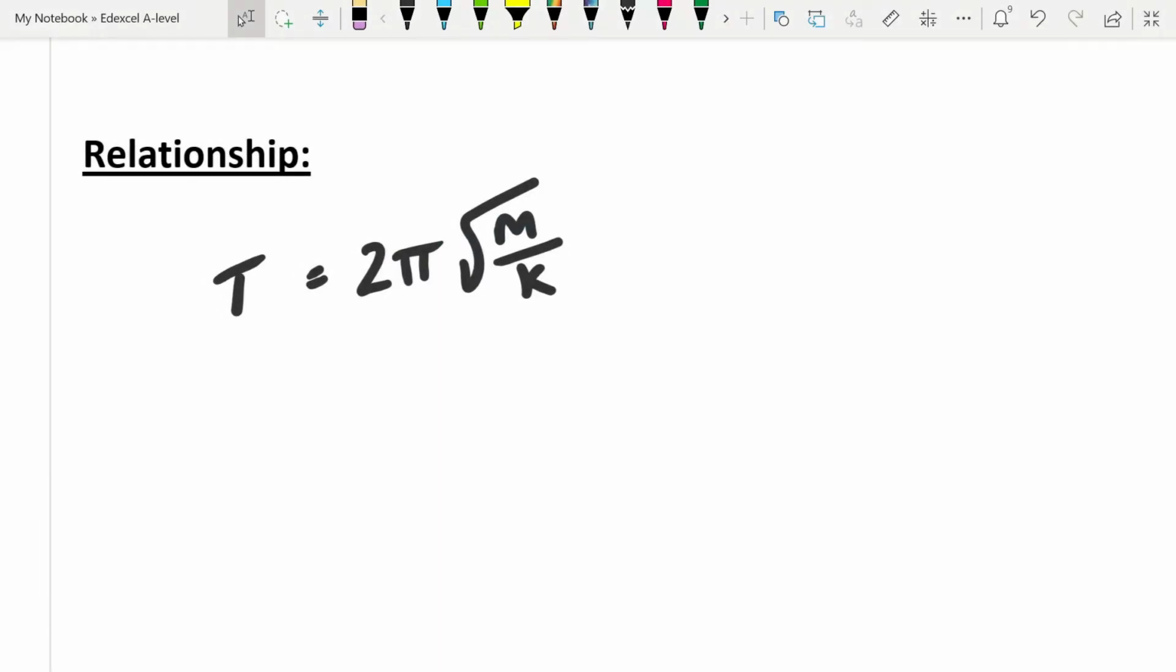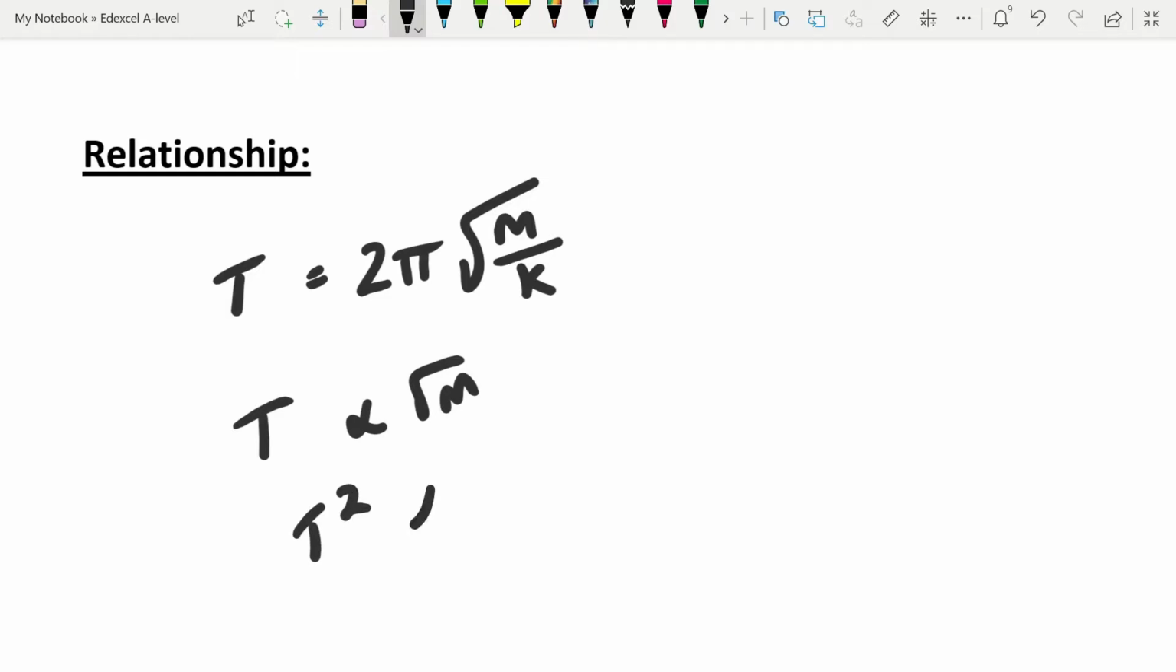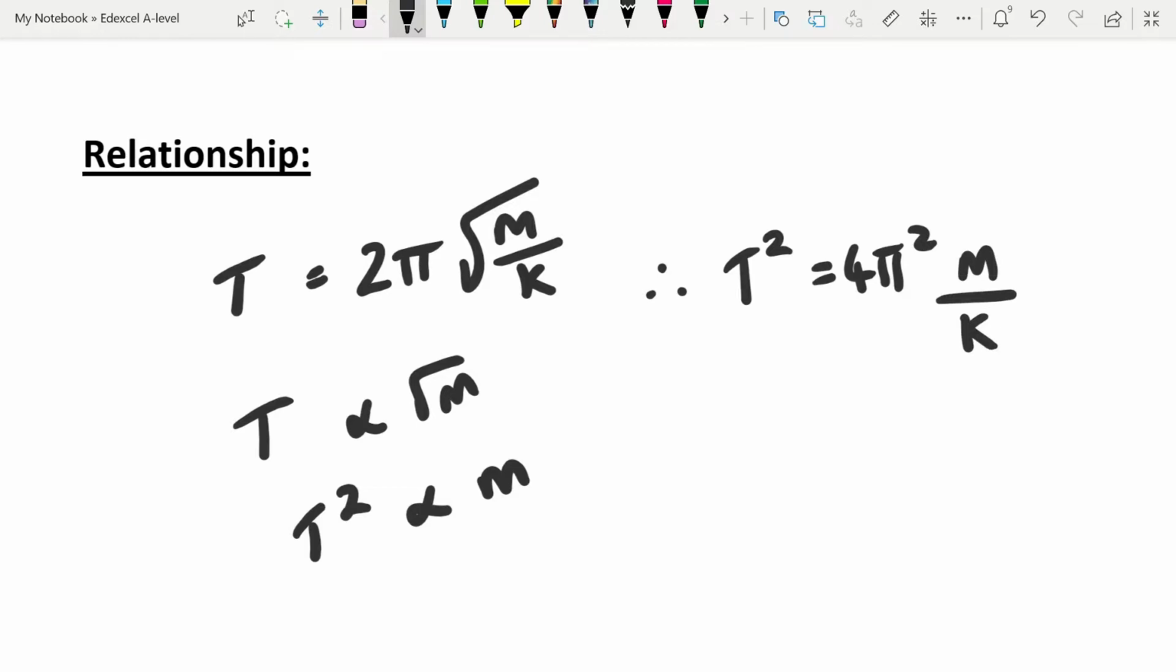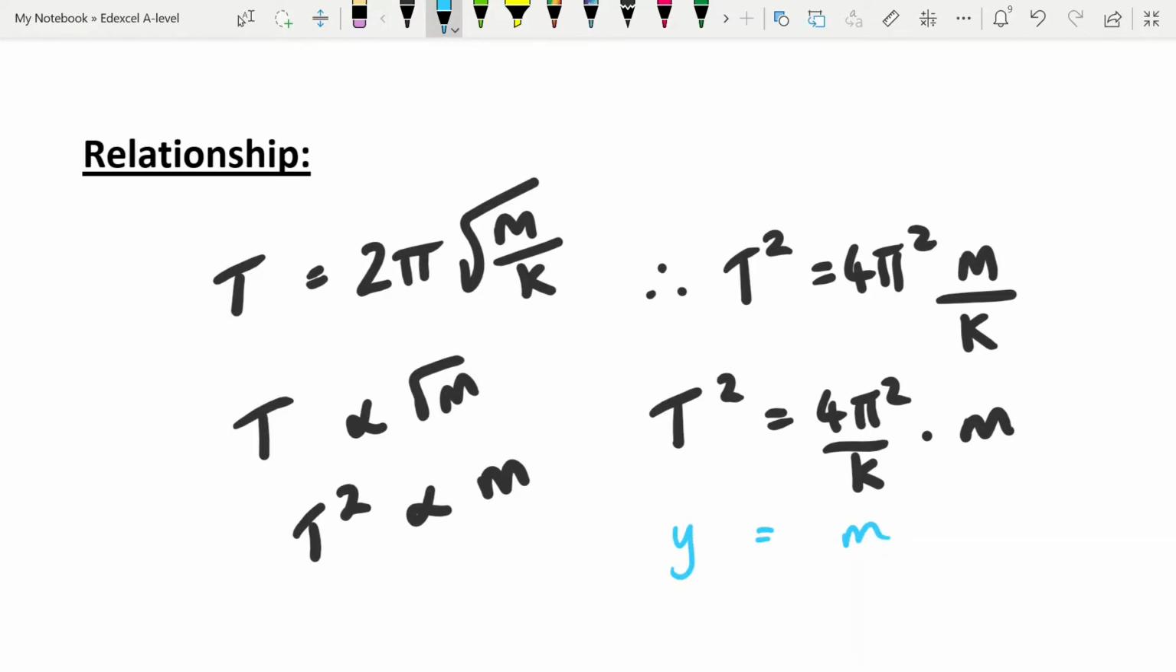The relationship that governs this experiment is this one. T is equal to 2π root m over k. That means that T is proportional to root m. And you can base your experiment on that, or T squared is proportional to m. Because of course, you square both sides, you get T squared is equal to 4π squared m over k, k being the spring constant. That means we end up with T squared is equal to 4π squared over k times m. And of course, that is y equals mx.